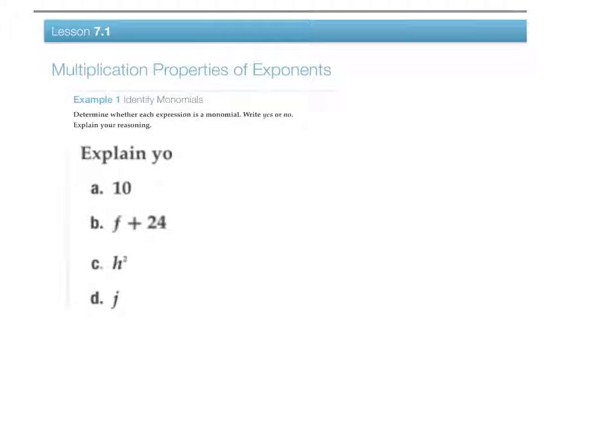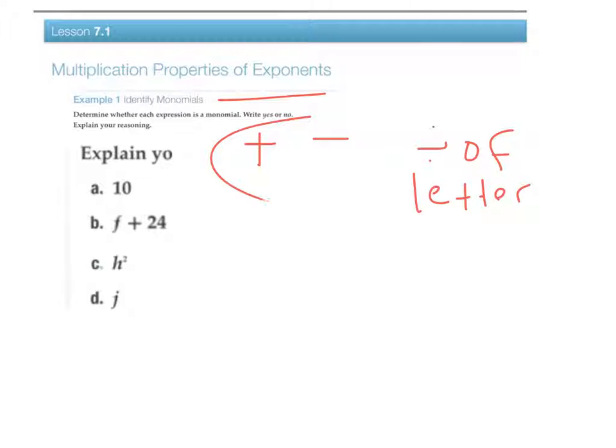So today we're going to look at monomials. To identify a monomial is pretty simple. You're just looking for plus and minus signs. If you have a plus or minus sign, then you do not have a monomial. And if you have any division of letters, so we're looking for plus, minus, and division of letters, if these exist, it's not a monomial.